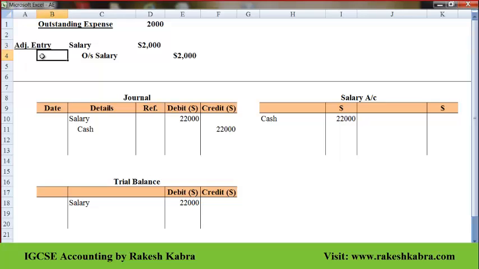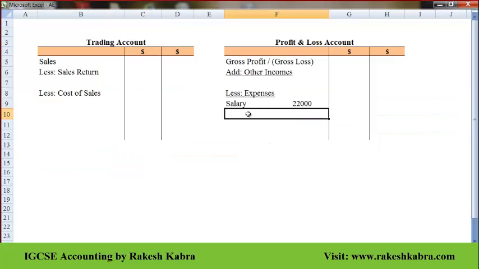Now after passing this adjustment entry, we need to show the impact of this entry. See, salary here is debited, isn't it? Salary is expense, and expense is debited. Expense account is debited, isn't it? So what will happen? Expense will increase, because whenever there is increase in expense, we debit the expense account. So here I debited the expense account. It means we need to increase the expense. So here I will write that 2000.